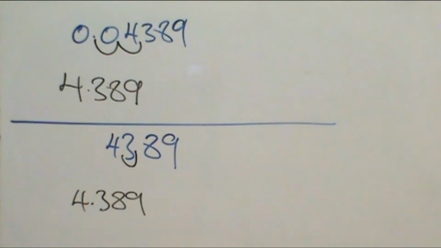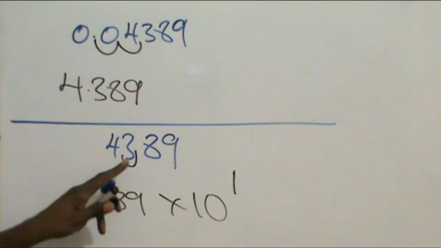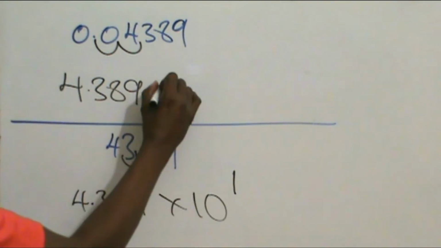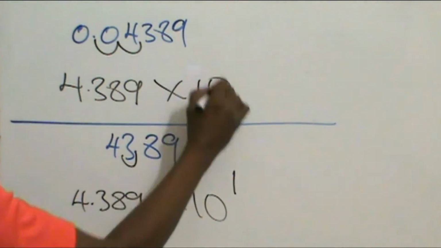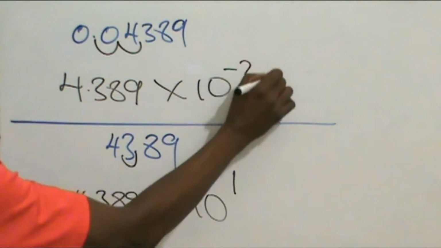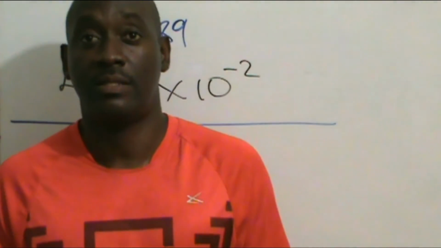Alright? So this would be 4.389 by 10 to the 1, because we had to move the decimal point one place to get it behind the 4. And here it would be 4.389 by 10 to the power of 1, 2, minus 2. Alright? So, yeah, 1, 2. Good? And that is as straightforward as it is.